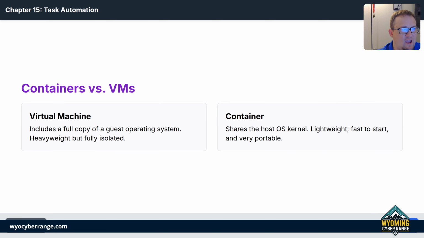All right, so let's be extra clear here. A virtual machine contains an entire guest operating system. It's heavyweight, but provides very strong isolation. A container, on the other hand, shares the kernel of the host operating system. It makes it extremely lightweight, fast to start, and portable, and a container can normally be moved anywhere in the ecosystem. So you can build a container on your laptop and it will run exactly the same way as if you moved it to a server in the cloud.